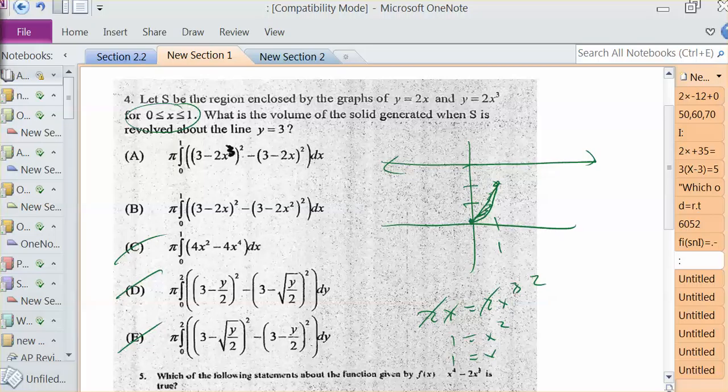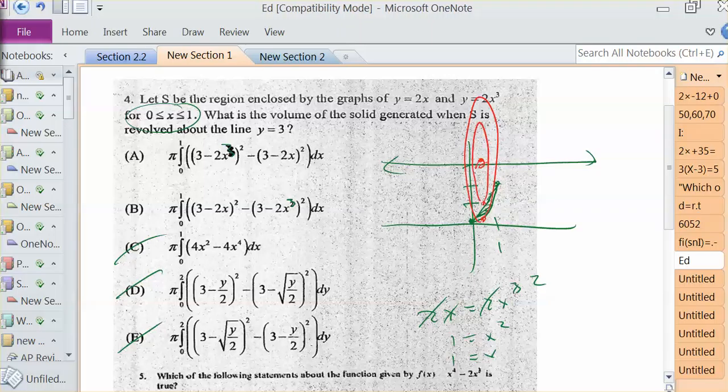And by the way, there's some typos there. That should be 2x cubed there, and that's also 2x cubed. Sorry about that. So the outer radius, here's the center, here's the inner, here's the outer. So our washers are going to look kind of like that.